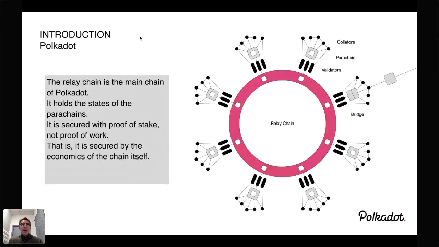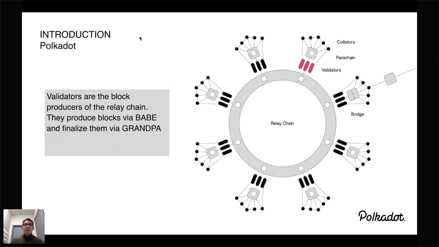So recall that the relay chain is the main chain of Polkadot that holds the states of parachains and allows high-level interactions with itself. It's secured with proof of stake, not proof of work. So there are no miners, rather there are validators that produce blocks and finalize them. So they're going to produce blocks using a protocol called Babe and finalize them via Grandpa.